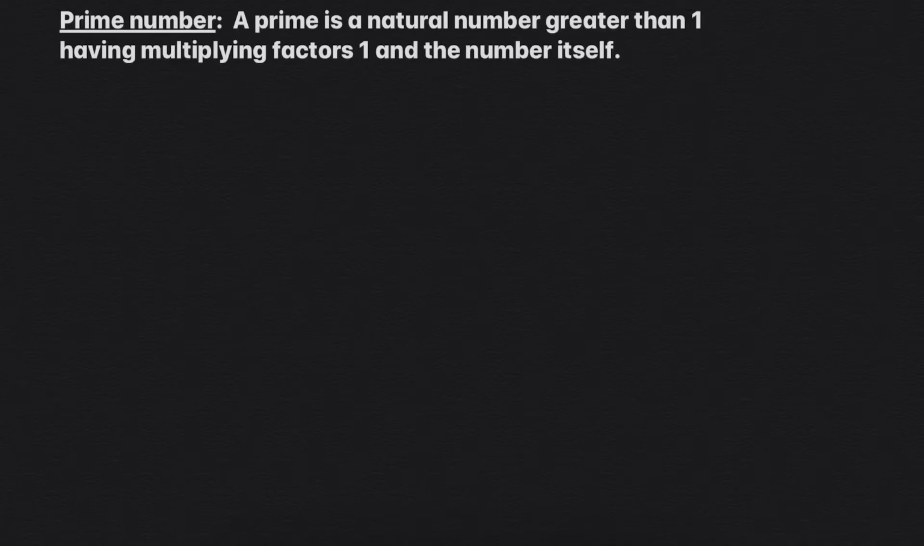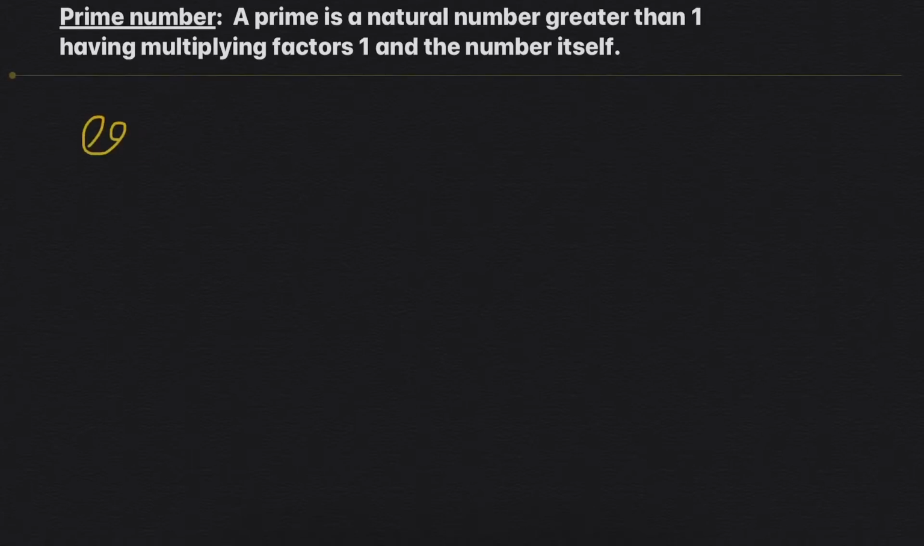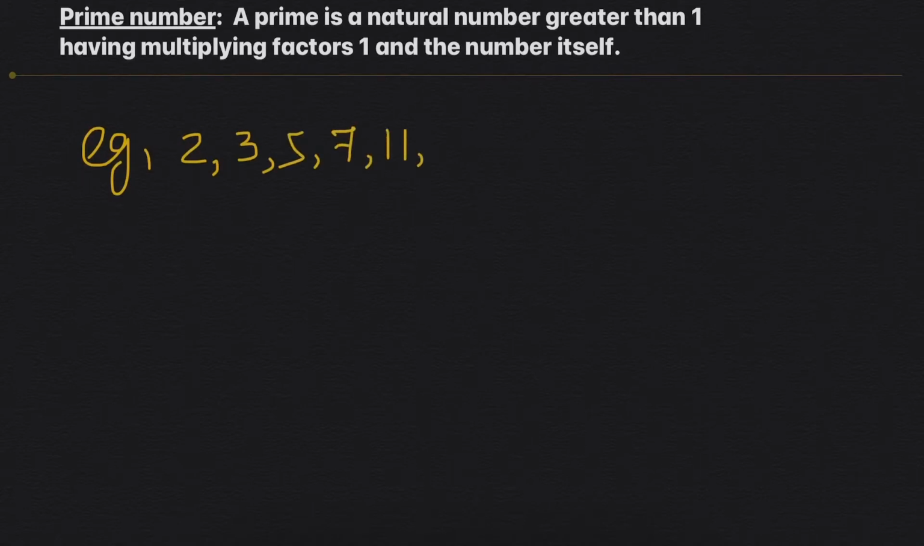A prime number is a natural number greater than 1 having only two factors, 1 and the number itself. For example, 2, 3, 5, 7, 11, 83, 89, 97 and so on.